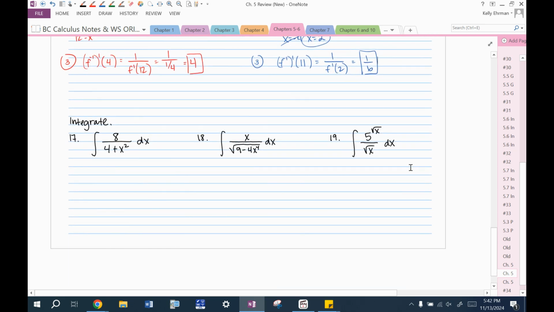Okay, last problems. Integration. So again, you might have stuff like this on your problems where you just have to integrate, right? I have 3 problems where you're just integrating.